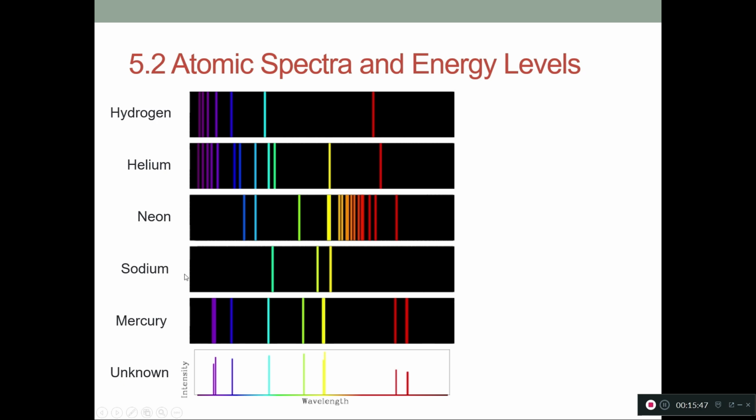So for instance, if we have this unknown down here, we compare it to all these other spectra up here, and we see that it corresponds to the mercury. So that would mean that we know that we have mercury present in our sample.